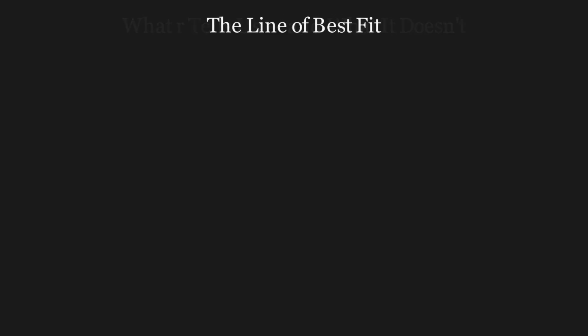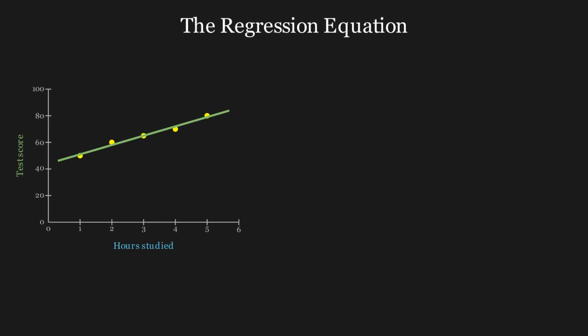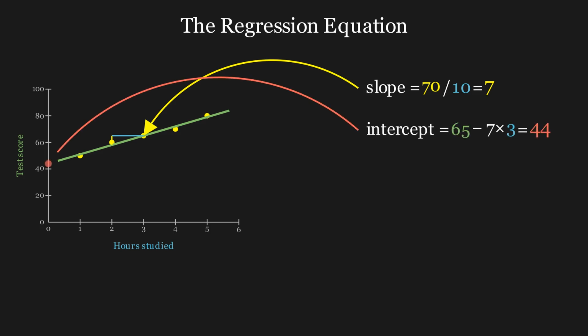Regression means fitting a straight line through the scatter plot that best represents the trend. This is called the line of best fit because it's the one line that sits as close as possible to all the dots at once, even though it probably won't pass through any of them exactly. Every straight line has 2 ingredients: a slope, which tells you how steeply it rises for each step to the right, and an intercept, which tells you where the line crosses the vertical axis when the input is 0.